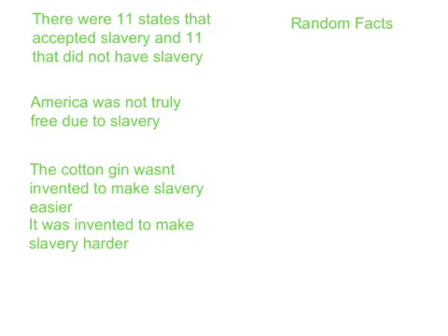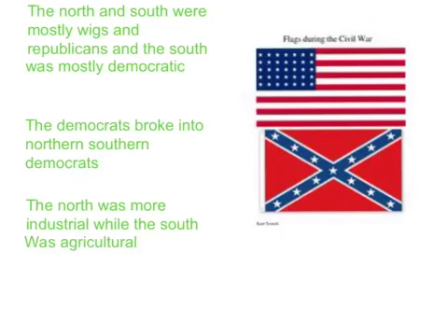America was still growing, as it was back then in the 1500s. There were only 22 states, and it was not truly free, due to one thing: slavery. The North and South were split by political parties. The North were Whigs and Republicans. This didn't really mean there were no Democrats here as well. The South was mostly Democratic. The Democrats broke into Northern and Southern Democrats because the Democrats wanted to migrate north.